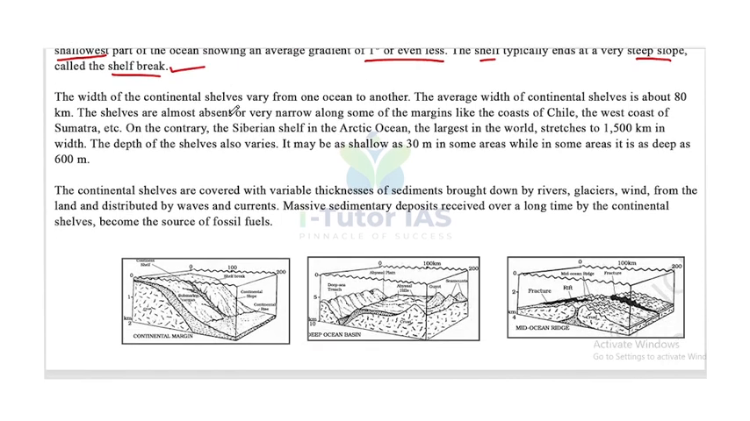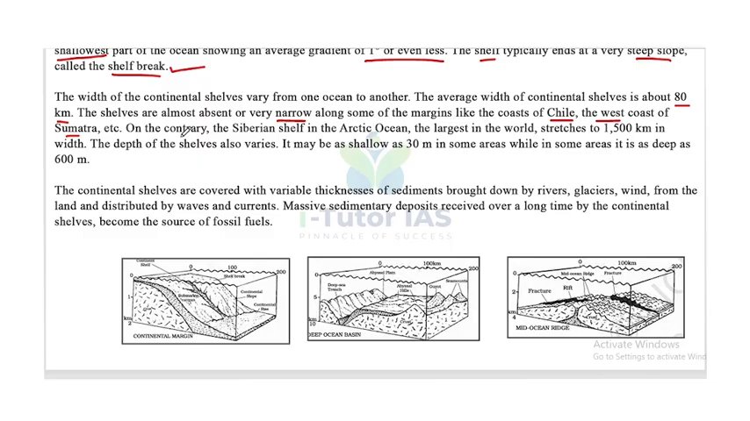Okay, now the width of the continental shelves varies from one ocean to another. The average width of the continental shelves is about 80 km. The shelves are almost absent or very narrow along some of the margins, like the coast of Chile and the west coast of Sumatra.